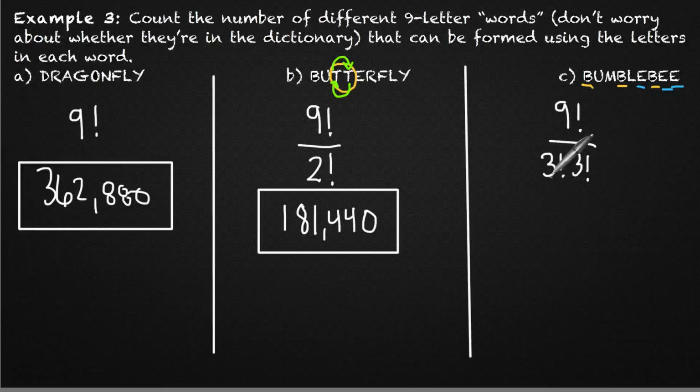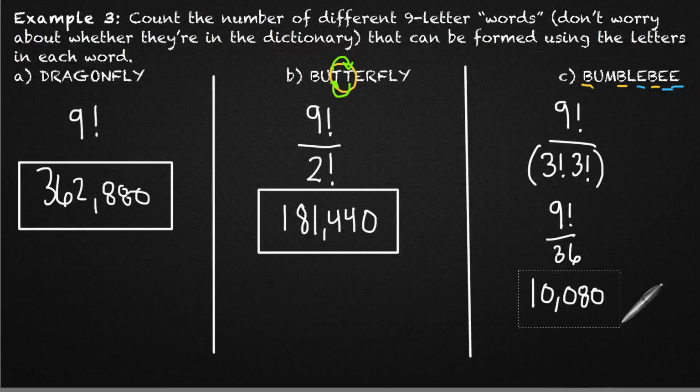Now, you could either use your calculator and divide this out. If you do, please make sure you put these factorials in parentheses so that both of the factorials are on the bottom. If not, you may get a different answer. Or you could just realize that this is 3, 2, 1. That's 6. This is 3 times 2 times 1. That's 6. 6 times 6 is 36. So 9 factorial over 36 ends up being 10,080. And you can see that when you have a lot of letters that are being repeated, then there are a lot less words you can make.